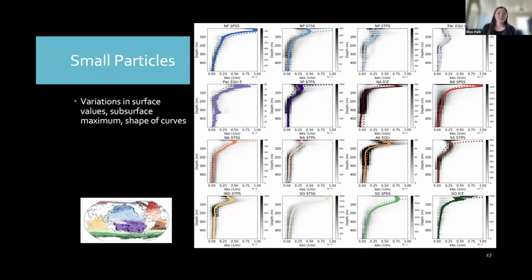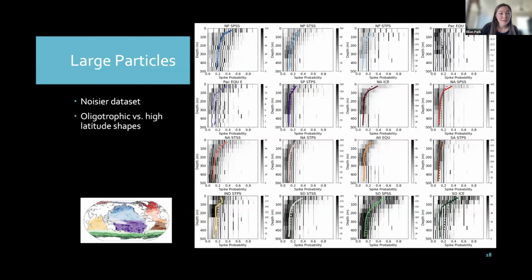shapes of the curve. And it's also cool to see the data in this perspective because using this biome grouping, we are able to see different results between different biomes. We're not just averaging things together that maybe aren't so similar at this point. So now we can look at what these profiles look like for the larger particles. And this is a little bit of a noisier data set, but again, we are still able to see differences between some of the high latitude regions and the more low latitude oligotrophic biomes.